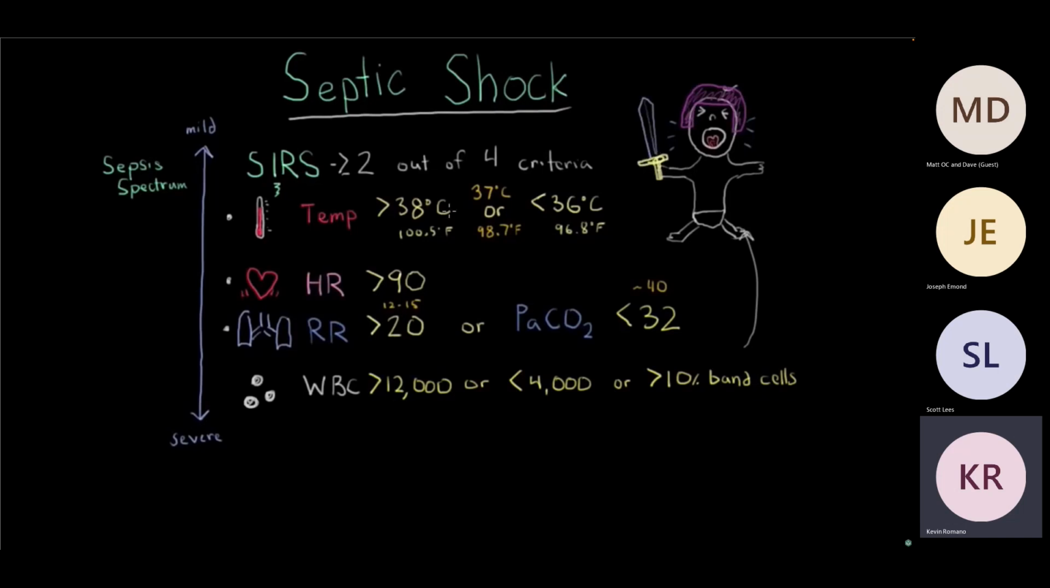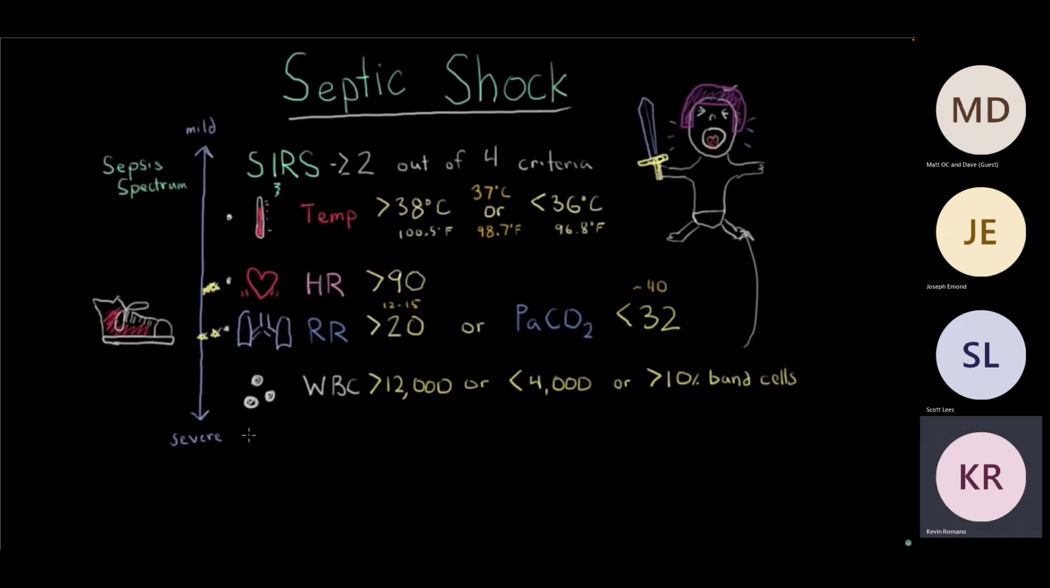Now remember, these are merely clinical clues that could suggest widespread inflammation. I mean, if you go for a jog or go for a run, you already fulfill 2 of these 4 criteria, right? You'll have your heart rate up and your respiratory rate up as well. So really keep the clinical picture in mind when you're thinking of SIRS criteria.